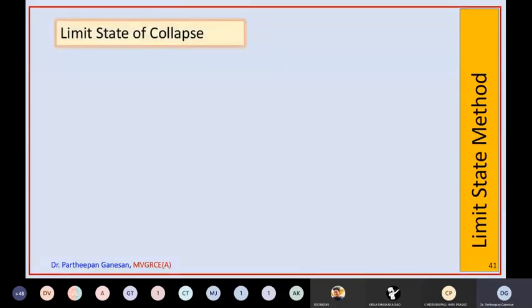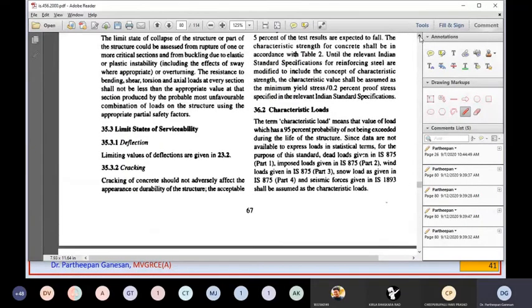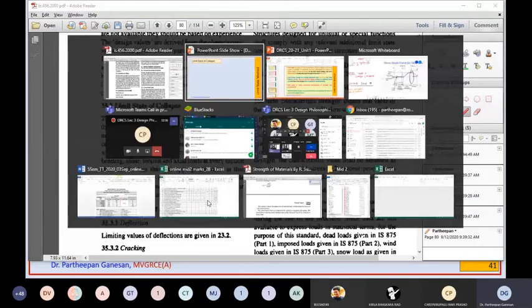Now, what is limit state of collapse? What it says is here, the limit state of collapse of the structure or part of the structure could be assessed from the rupture of one or more critical sections. So the resistance to bending, shear, torsion and axial load at every section shall not be less than the appropriate value at that section produced by the probable most unfavorable combination of load on the structure using the appropriate partial safety factor. Now I will explain here in the slide.